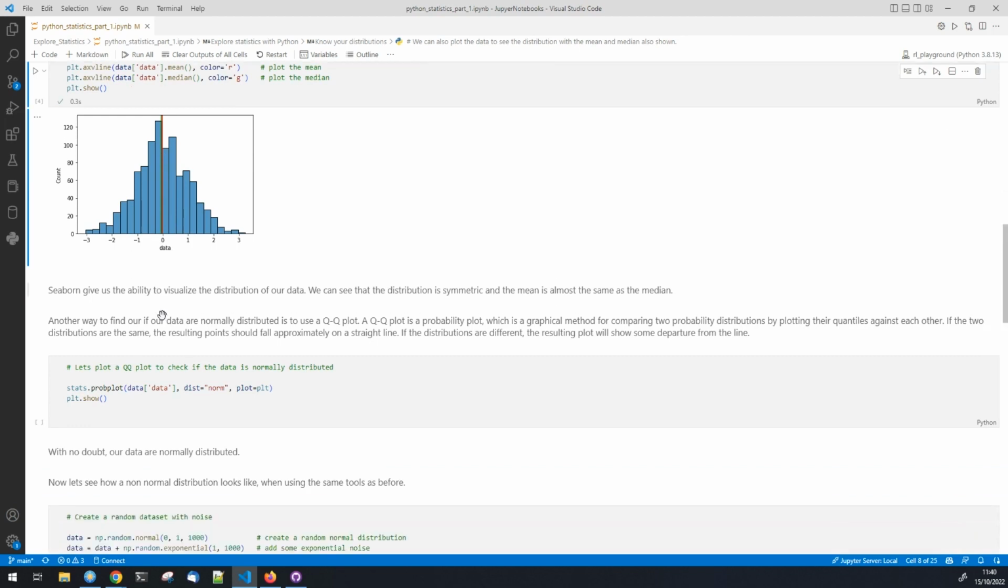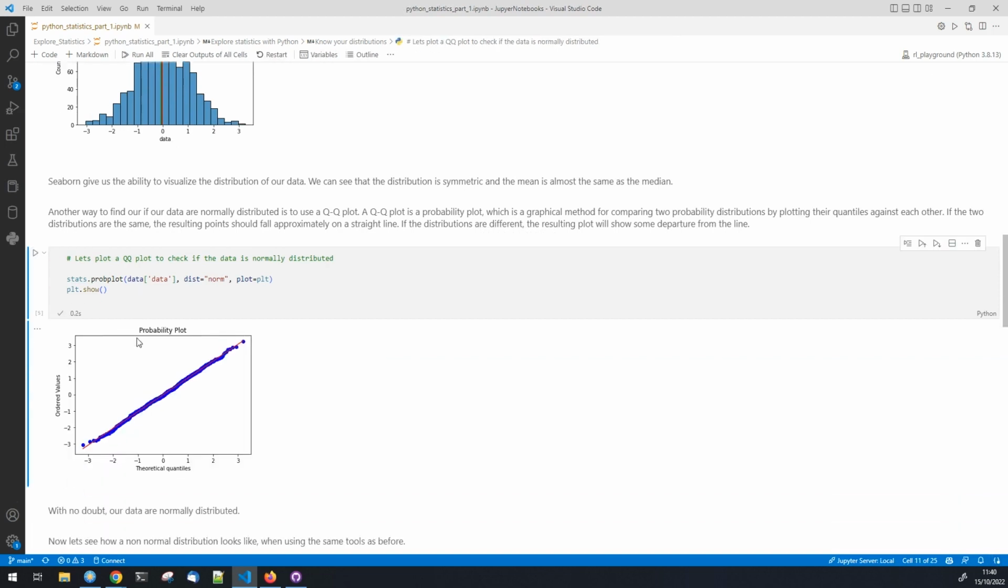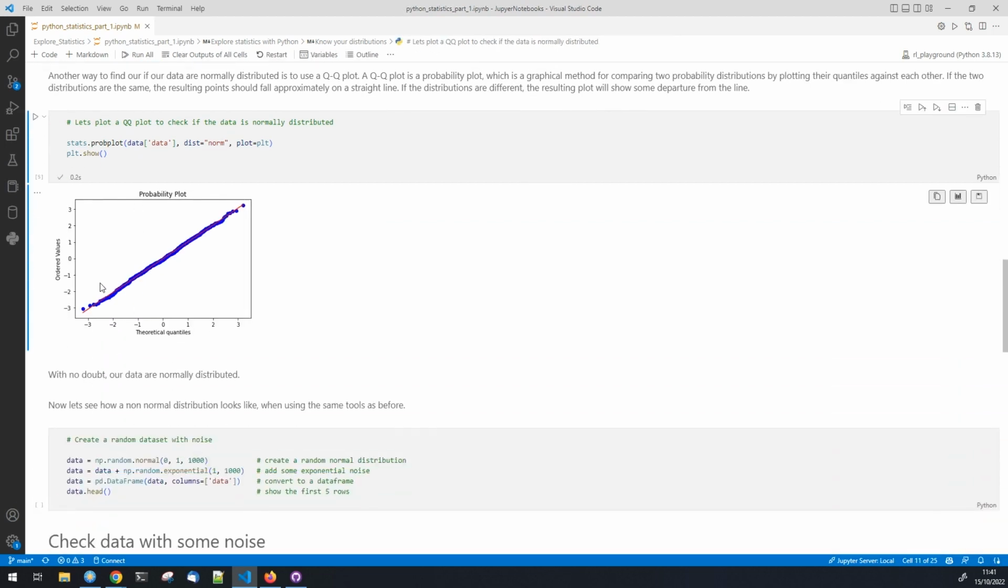A not so well-known plot to investigate the distribution of a variable is the QQ plot. It is a plot that compares the quantiles of a variable with the quantiles of a theoretical distribution. The idea is to see if the variable follows the theoretical distribution. Plotting this kind of plot, we can see that our numbers follow a normal distribution.